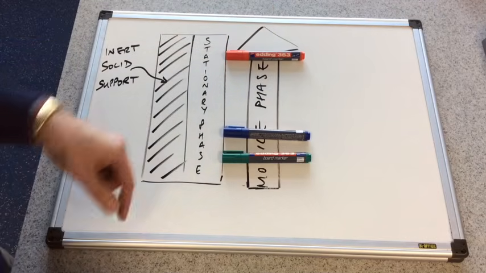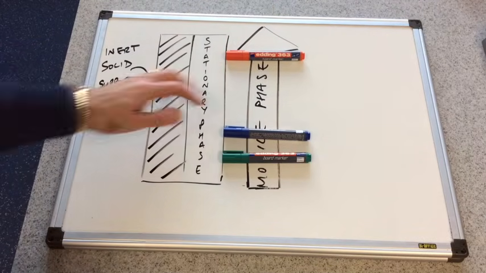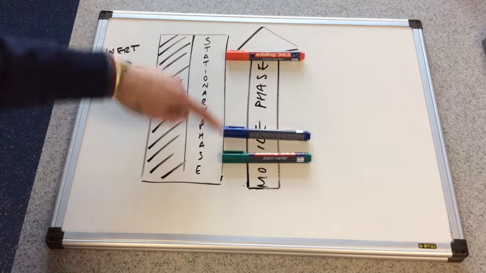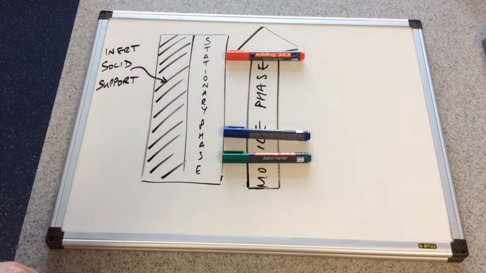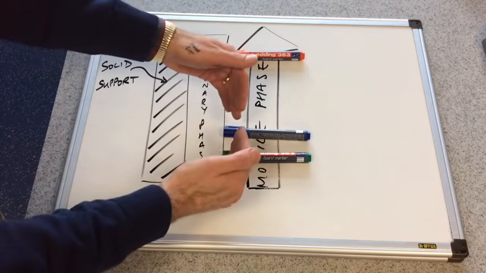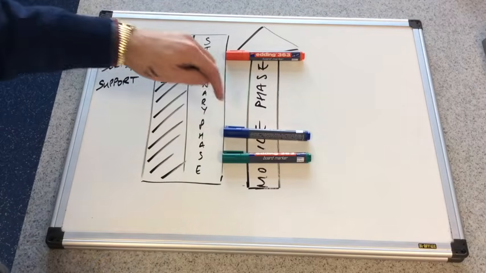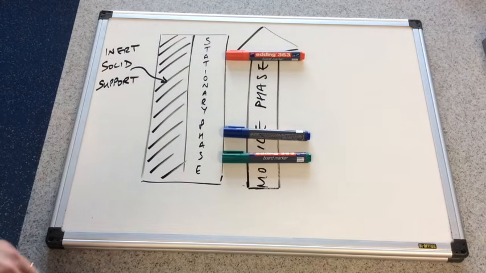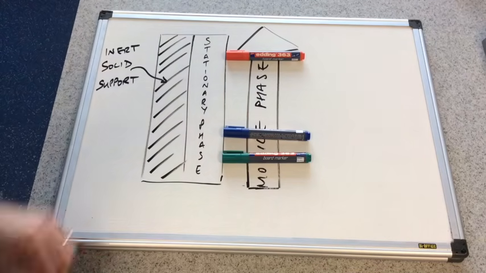And let's just leave the blue there. So that's saying that the blue interacts less strongly than the green, but more strongly than the red. So by the different interactions between the ink components and the stationary phase, we've allowed separation to take place.